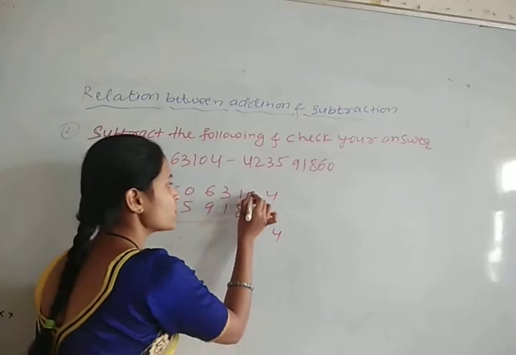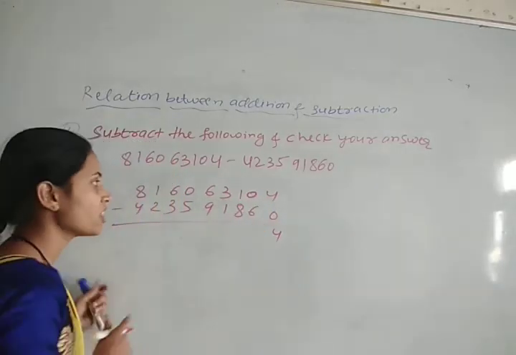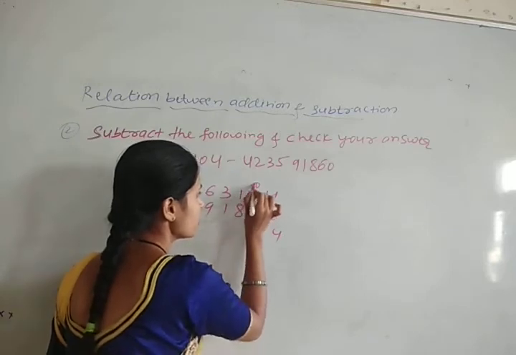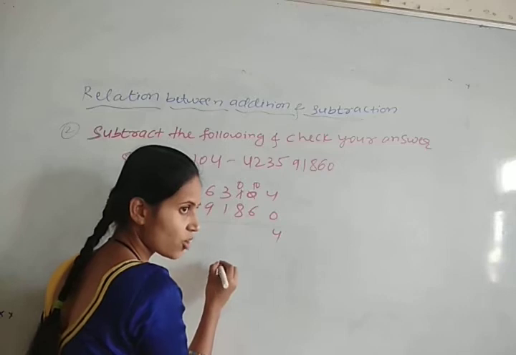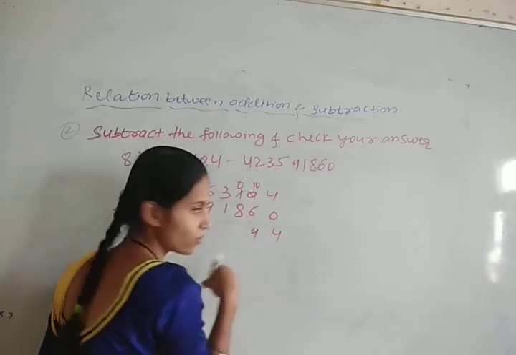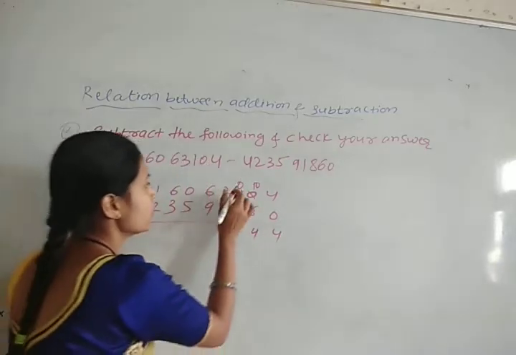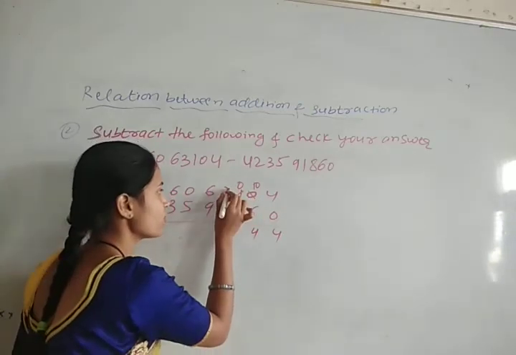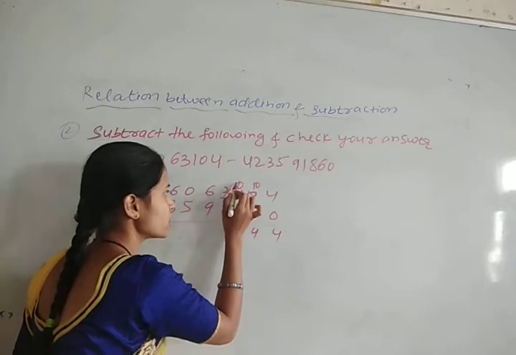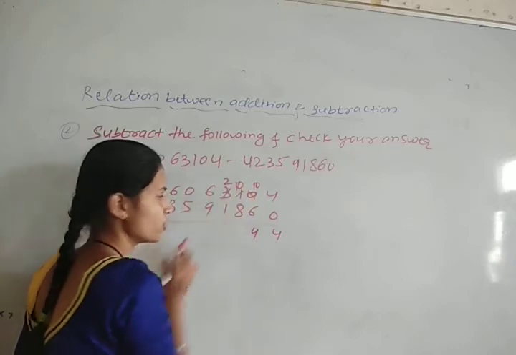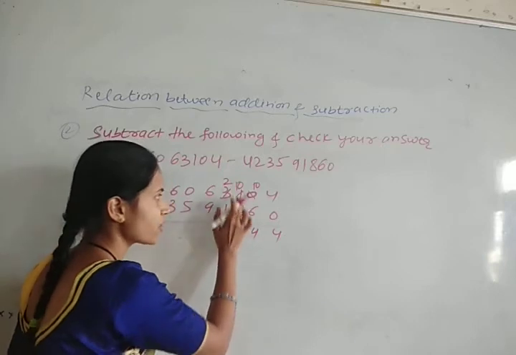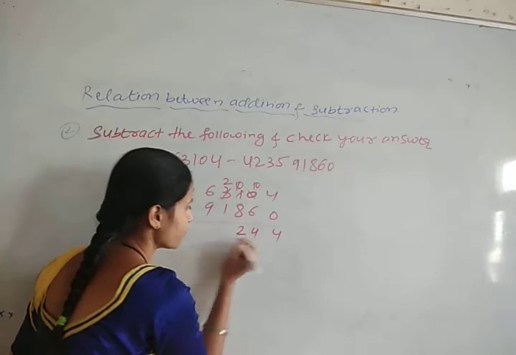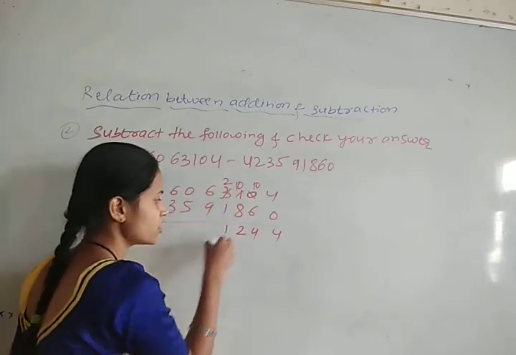Now from 0 we cannot subtract 6. Okay, for that I will take 1, borrow from this one. Now this 0 becomes 10. 10 minus 6 is nothing but 4. Okay. Now here we are having 0. We cannot subtract 8 from 0. For that I will take 1, borrow from this 3. Now this 0 becomes 10. Here we have 2. Now subtract 8 from 10. If you subtract 8 from 10, you will get 2. Now 2 minus 1 is 1 only.